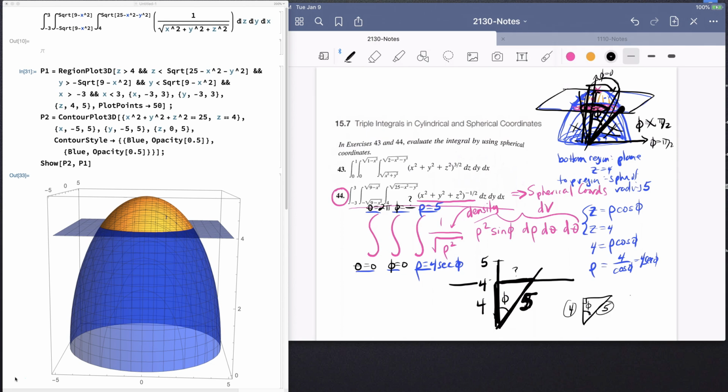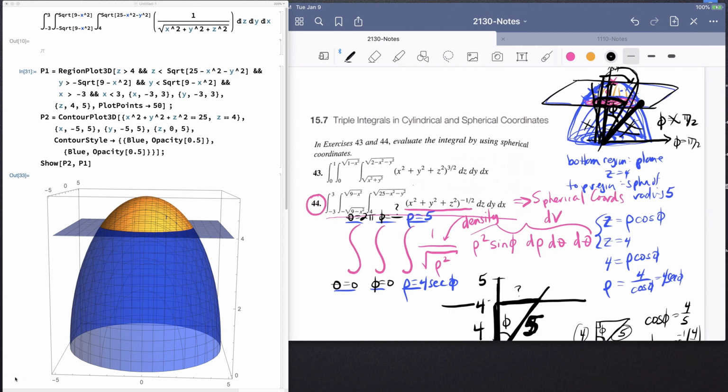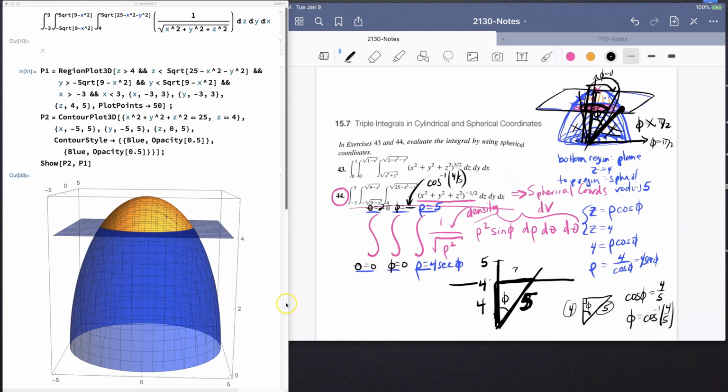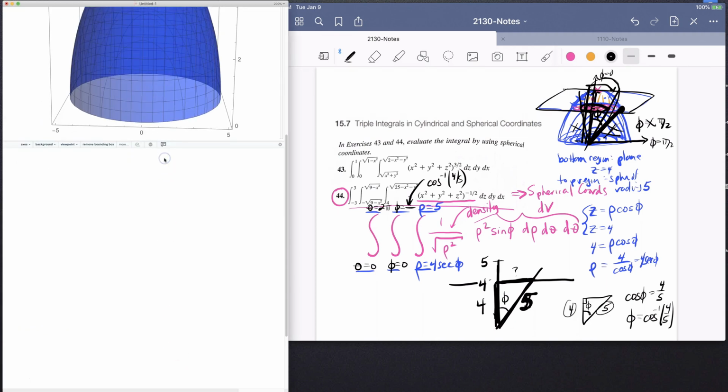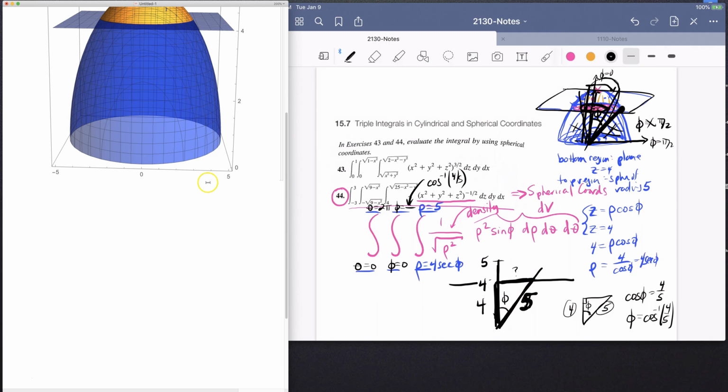So we can see here that the cosine of phi is equal to 4 divided by 5. So phi is equal to the inverse cosine of 4 divided by 5. And that is what our top limit of the integration is going to be. It is going to be the inverse cosine of 4 divided by 5. Okay, so now we need to see how we did this problem. There's a lot of problem solving that went into it, and let's see if we have accomplished what we needed to do.